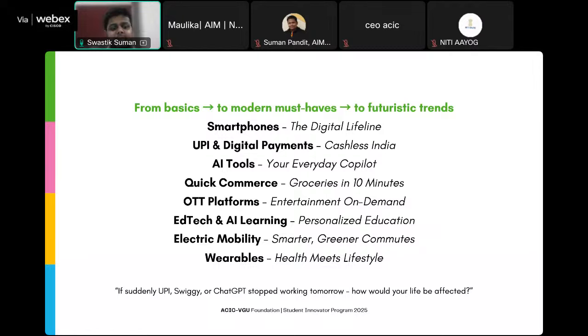There is a line set. If suddenly UPI, Swiggy or ChatGPT stopped working tomorrow or today, how would your life be affected? Any answer on this, guys? Do we have any answers on this, Malika? Yes, they're talking about how it will be very difficult for them to continue surviving. Great, great. That's a very generic response that I wanted to hear.